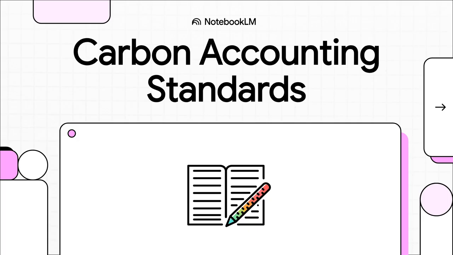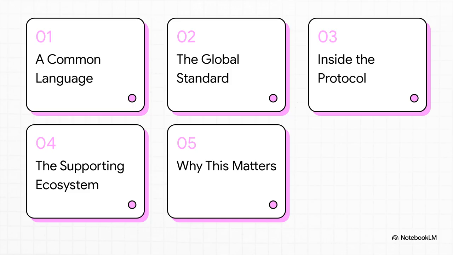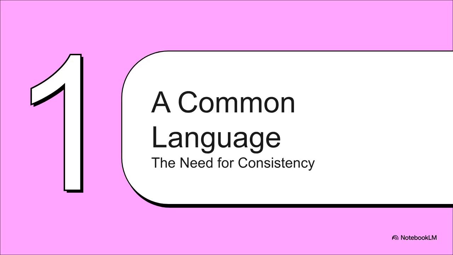Well, that's exactly what we're going to break down today by diving into the essential rules of carbon accounting. Here's how we're going to do it. First, we'll talk about why we need a common language in the first place. Then we'll introduce the global standard that provides it. We'll peek inside that protocol, see how it fits into a much bigger ecosystem. And finally, we'll wrap up with why all of this is so incredibly important. All right, let's jump right in.